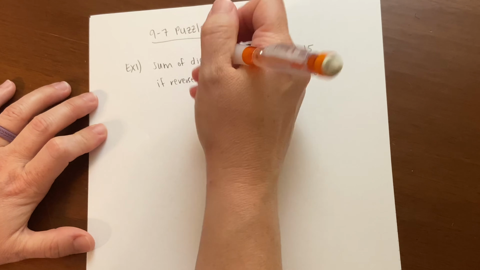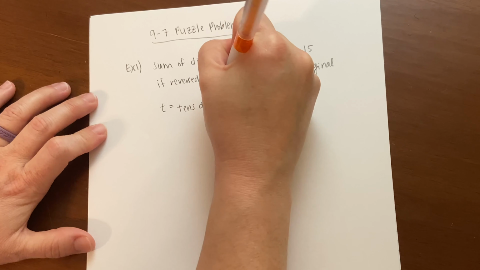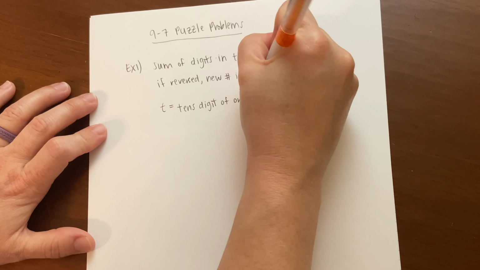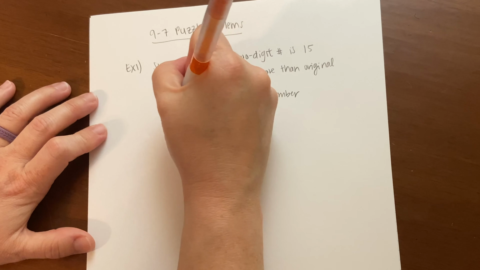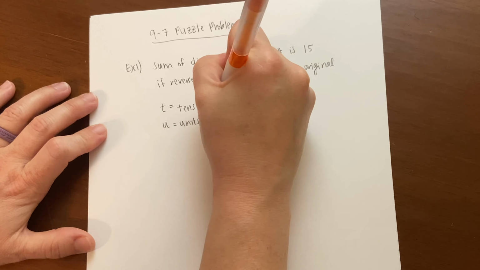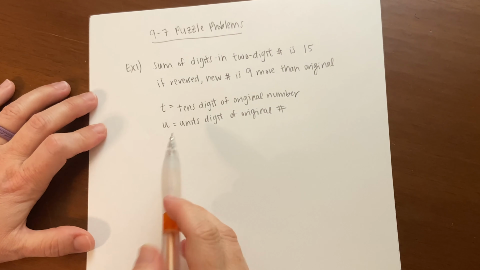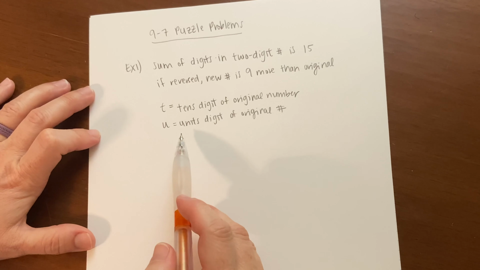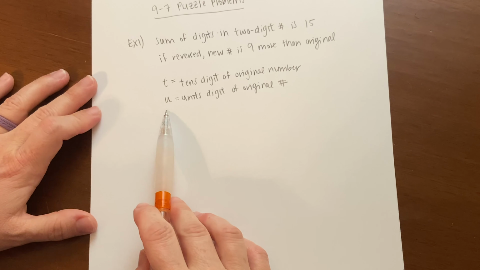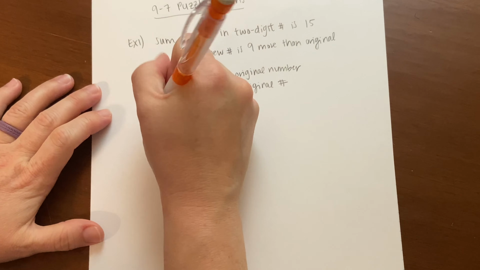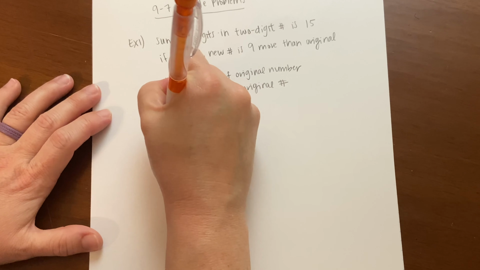So let's let t equal the tens digit of the original number. And I'm going to let u equal the units digit of the original. All right, units is like the ones, but we don't want to use O for ones because then it might look like a 0 and we might get mixed up. So T for the tens digit, U for the ones or the units. And then we've got an old number and a new number.